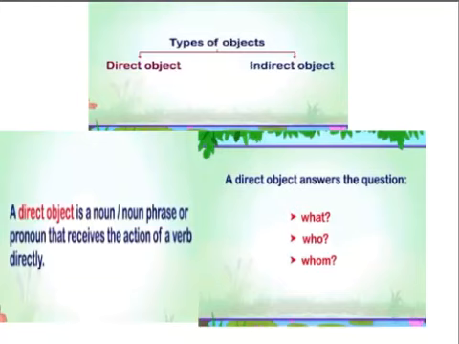A direct object is a noun, pronoun or noun phrase that receives the action of a verb. A direct object answers the question what, who, whom. A sentence that has a direct object may or may not have an indirect object.